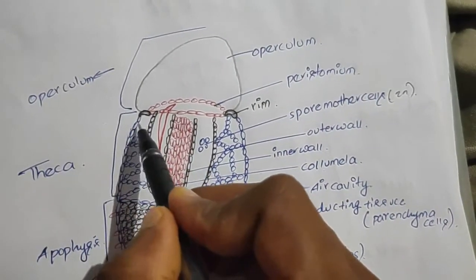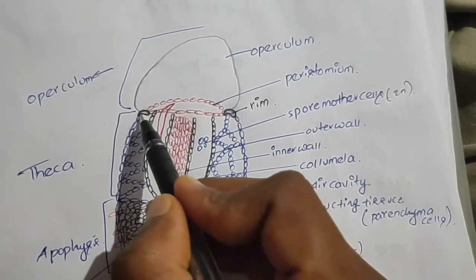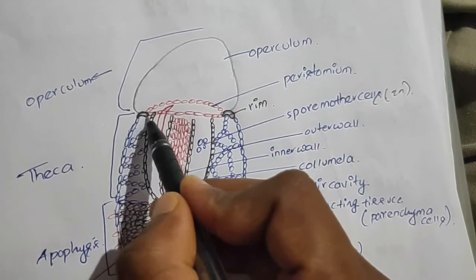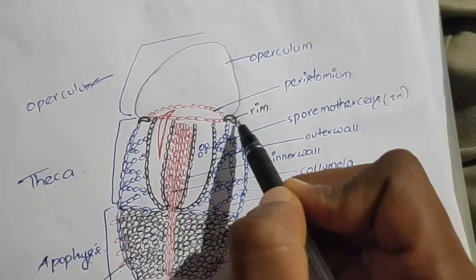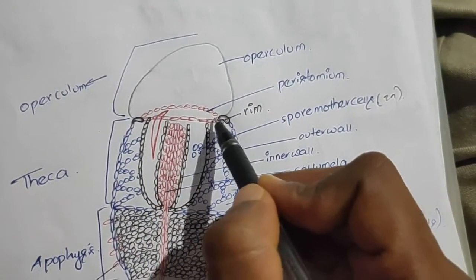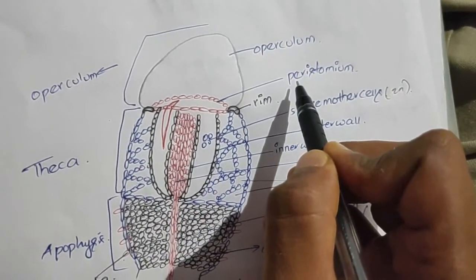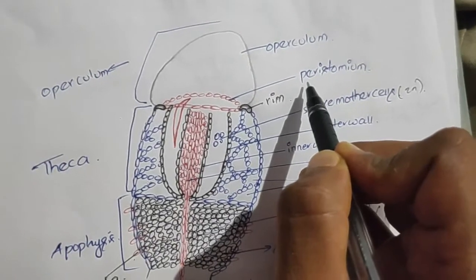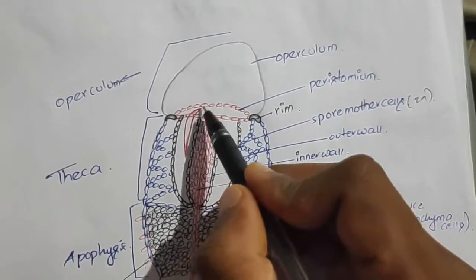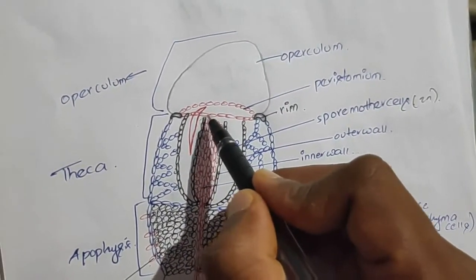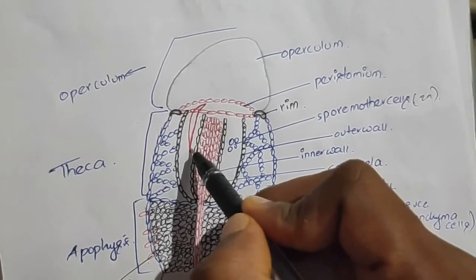In the region between the theca part and the operculum part, from the outer layer some invasion takes place, known as the rim. On the rim there are two rows of cells known as the peristome. This peristome has two rows or rings of peristome teeth, the outer ring and the inner ring. The outer ring is long and grows inside the spore mother cells.